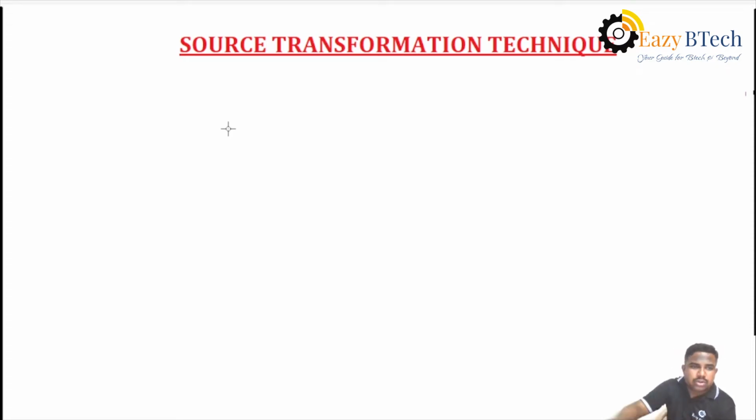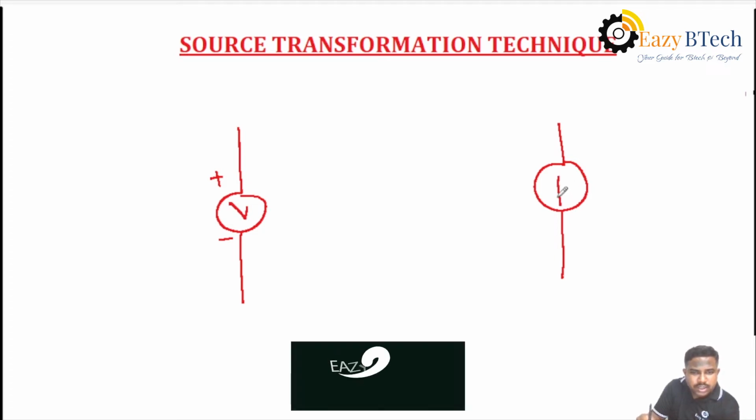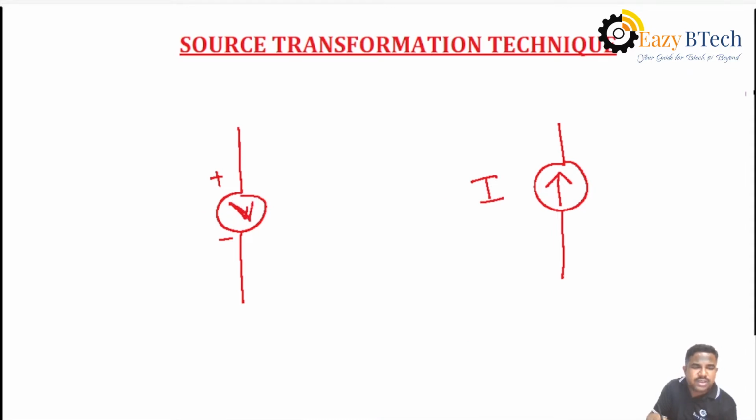We know we have two types of sources in the network. One is the voltage source, similarly, we have the current source. The voltage source is represented with plus and minus, and the current source is represented with an arrow mark, and represents the value of I and the value of V here.